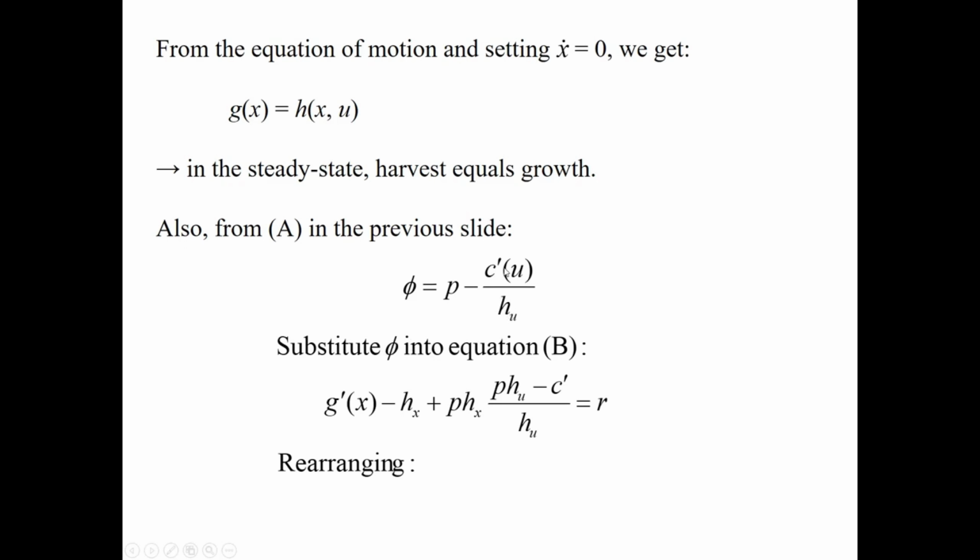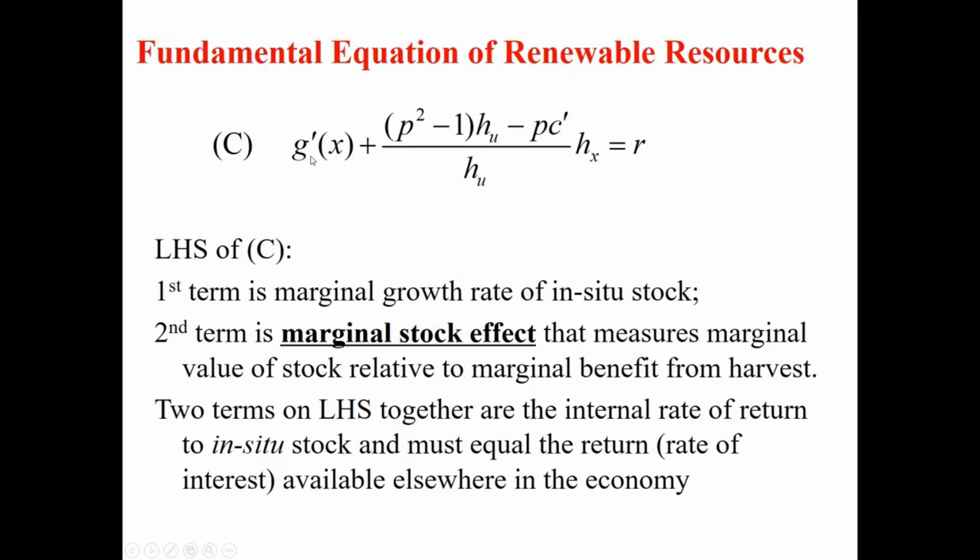Substitute that expression into equation B, and we end up with this more complicated expression where R is the discount rate or the interest rate in the economy. If we rearrange that equation, we get that G prime of X plus this expression here is equal to R. The left-hand side of C has an interpretation.